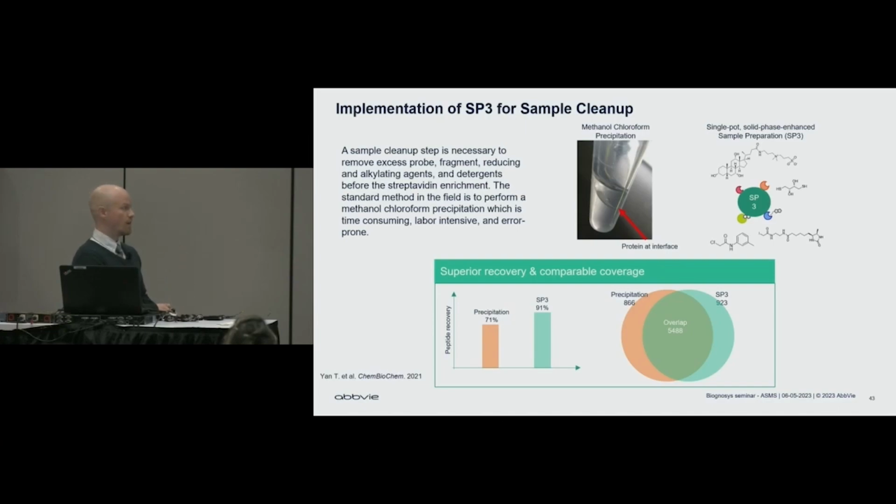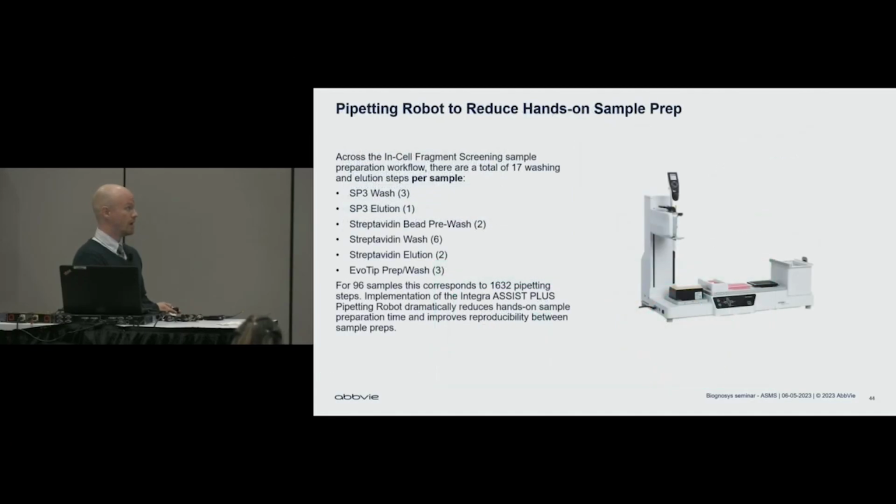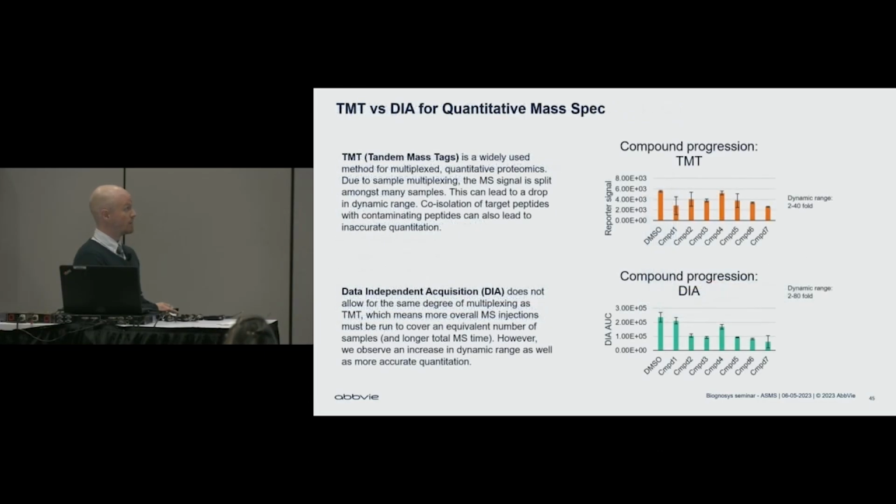So comparing chloroform methanol precipitation to SP3, we have very good recovery and very good overlap, but the really important piece was that because these are magnetic beads, they're able to go through automation. And so we've been using an Integra robot for this, shown at the right. You can see the number of wash steps that are associated with the SP3 cleanup and our streptavidin-based enrichment, very extensive wash steps that, if you're doing a 96 well plate, would total to over 1,600 wash steps. So the automation has really helped us with this, where we can go plate-based with these preps.